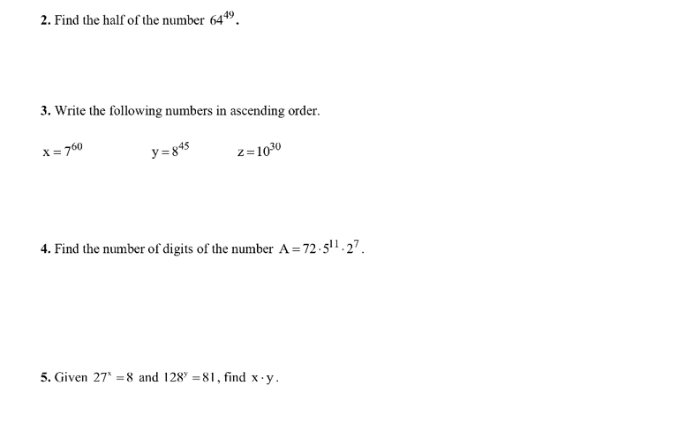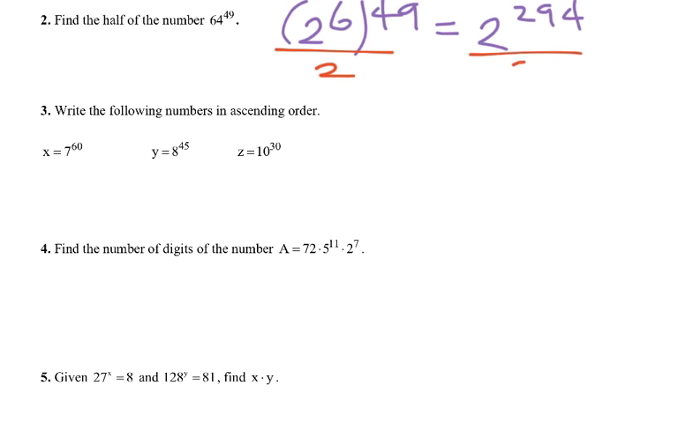Question 2 then. So we know that 64 is the same as 2 to the power of 6. If we multiply those two, 6 times 49, well 6 times 50 is 300, minus 6 is going to be 294. And so if we divide that number by 2, we're now going to get 2 to the power of 293.